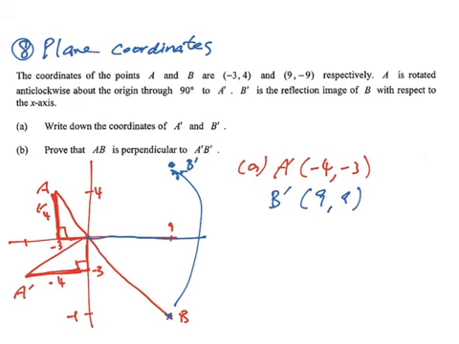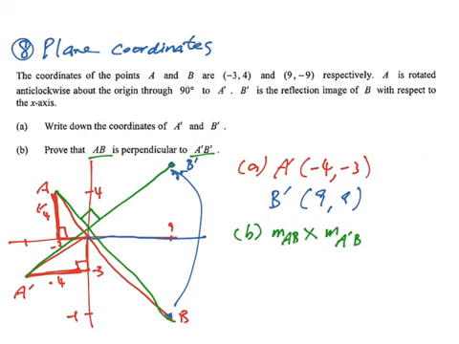For part B, we need to prove AB is perpendicular to A dash B dash. So we consider line AB and line A dash B dash. To prove that means to show it is a right angle. So if we compare the slopes, we will use slope AB times slope A dash B dash. If it is perpendicular, it is equal to -1.